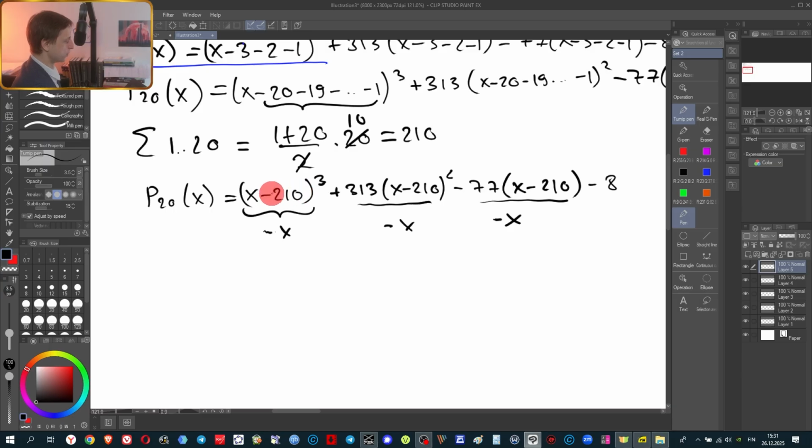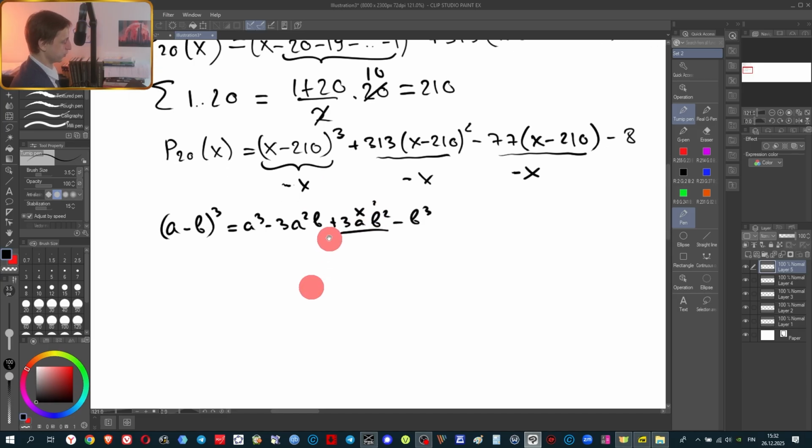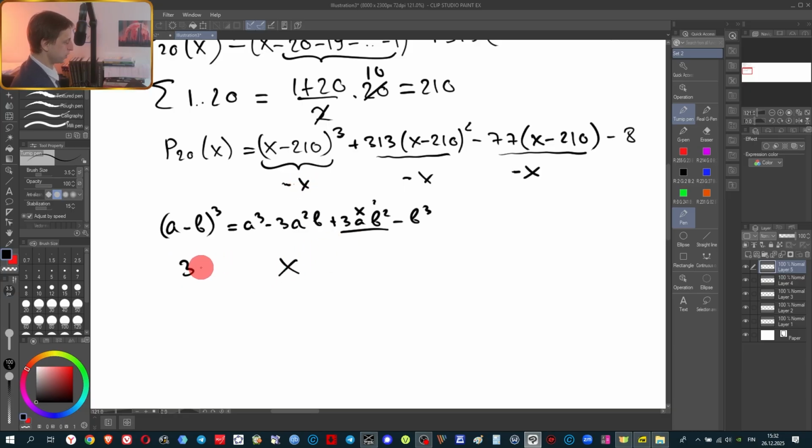So here, this formula (a minus b) cubed looks like a cubed minus 3a squared b plus 3ab squared minus b cubed. And we need x, so x here is this term a, so this term will have x and 210 squared. So this coefficient near x here will look like 3, and here we have x instead of a, and this one will be 210 squared.